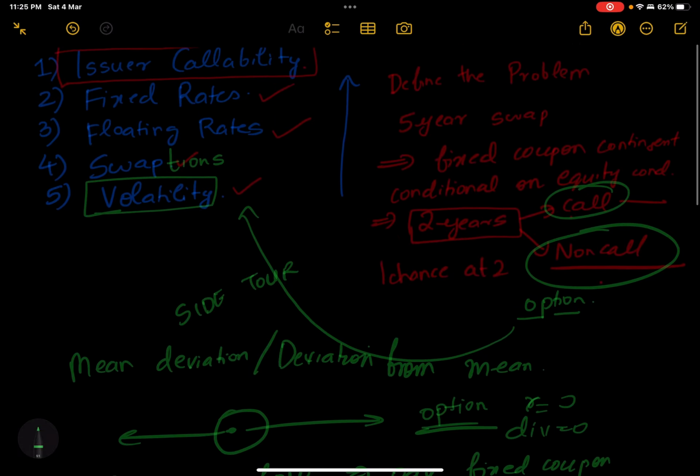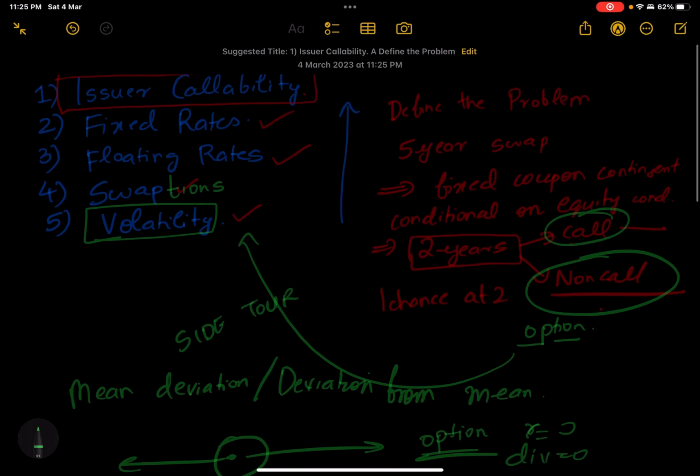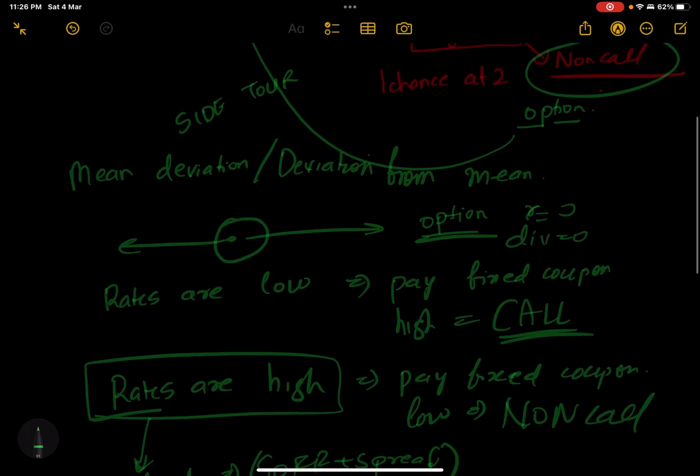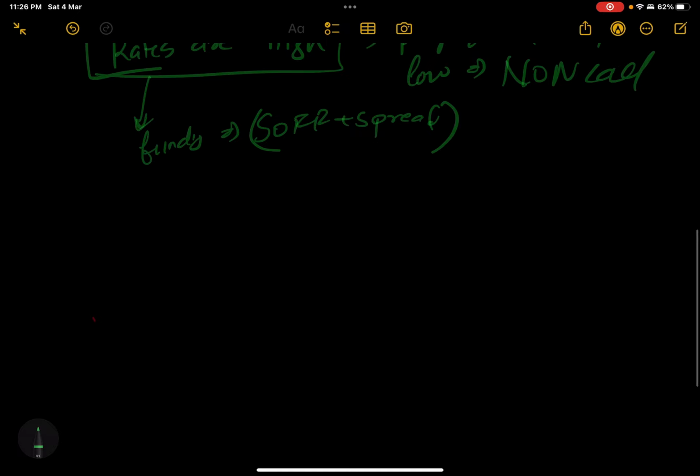Okay, then we discussed volatility. Next thing, we come to fixed rates and floating rates. In this swap, you are paying a fixed rate and you can also enter into a swap which is paying a floating rate, or you can transfer your liability from fixed to floating. How? By entering into a swap which pays fixed and receives floating.